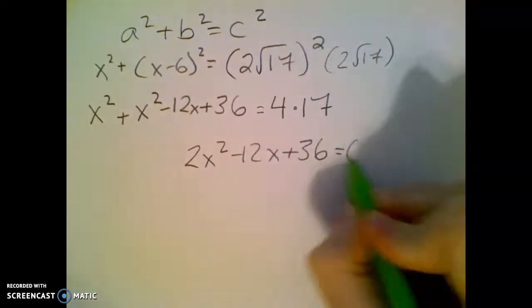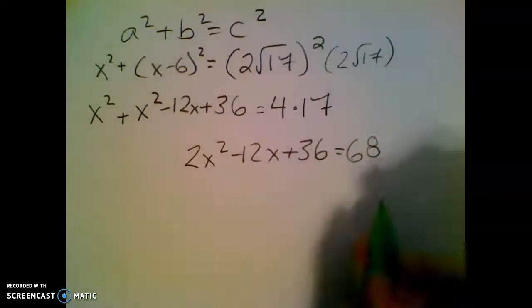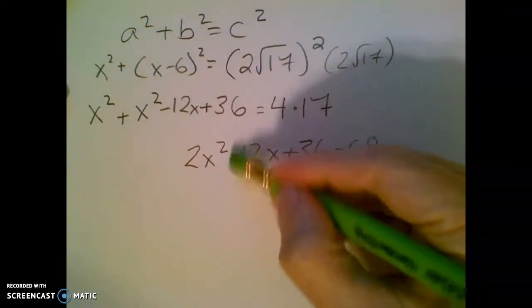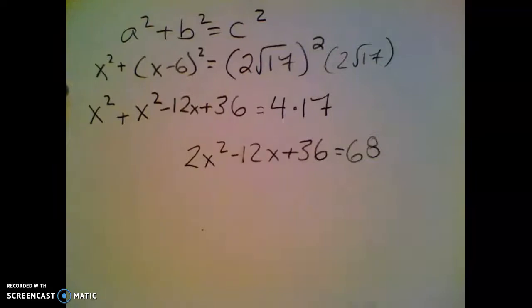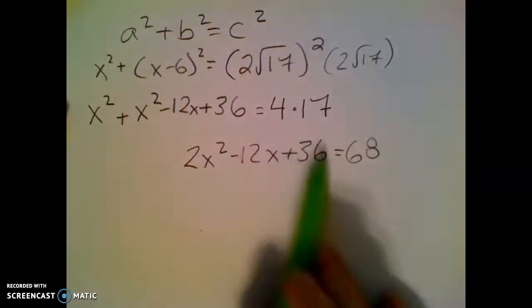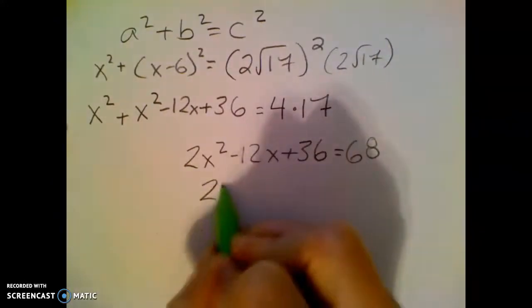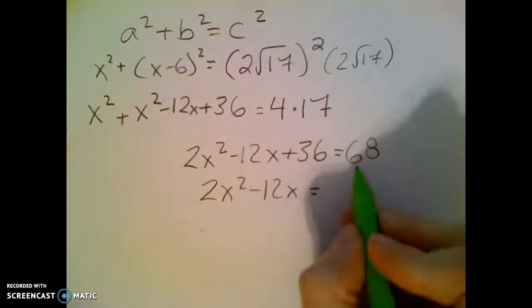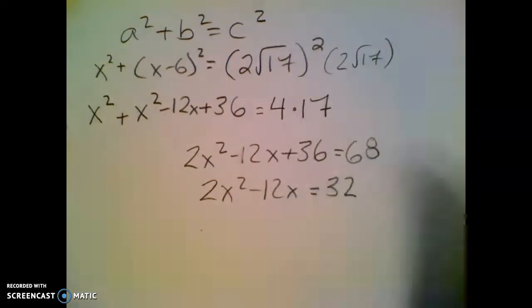equals 68. Okay, and I'm sorry, this is also minus 12x. We're assuming we're completing the square here, because you could probably solve this some other way if you wanted to, but we're going to go with the new method we just learned. So I do want to go ahead and move this 36 over. So I'm going to get 2x squared minus 12x equals, and then that's going to be a 32.